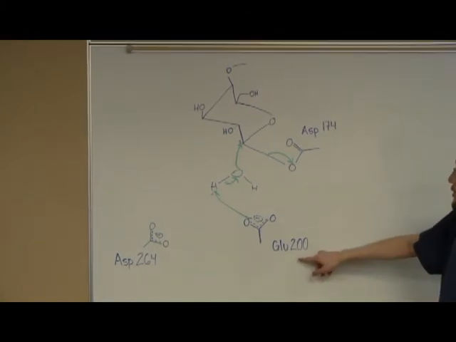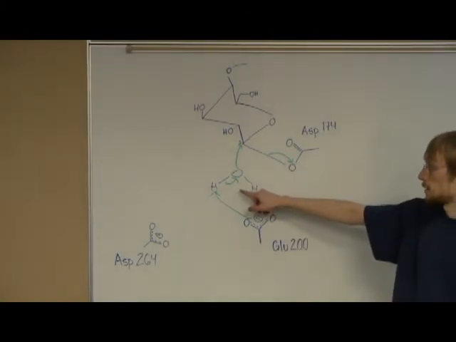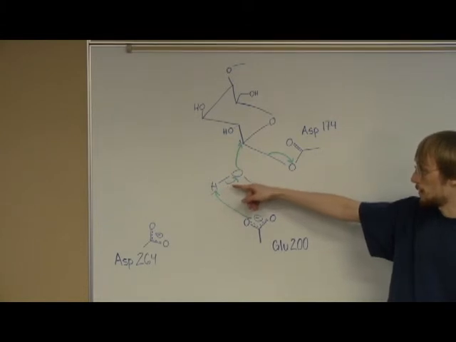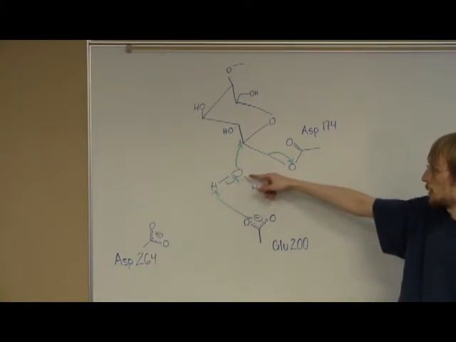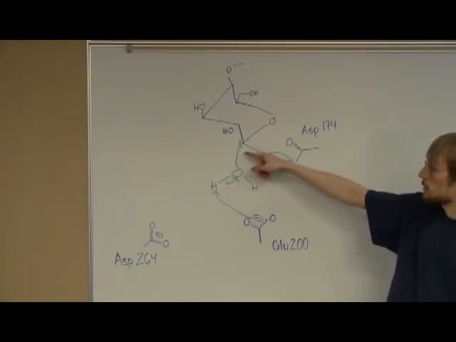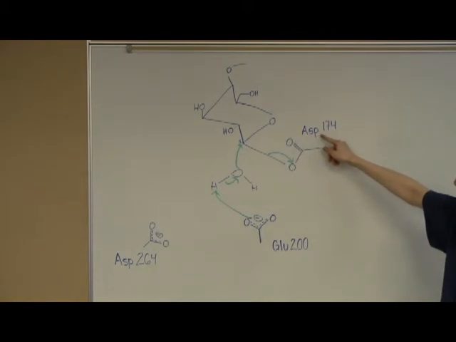Glutamic acid 200 attacks a molecule of water, taking one of its hydrogens and leaving a reactive OH group. This OH group attacks carbon 1, breaking the bond between the starch molecule and aspartic acid 174.